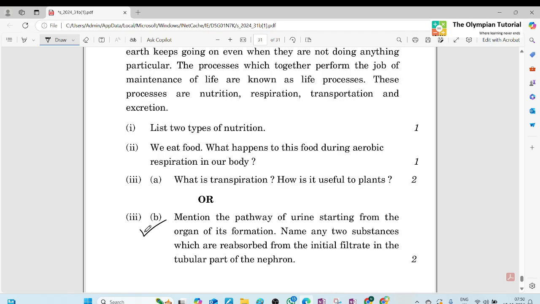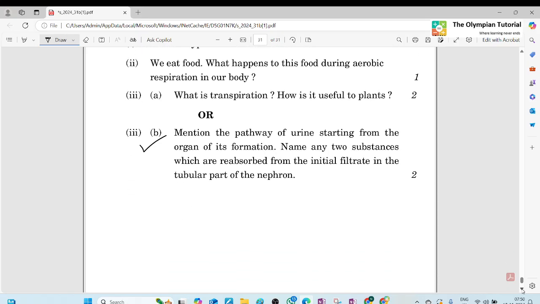Mention the pathway of urine starting from the organ of its formation. Name any two substances which are reabsorbed from the initial filtrate in the tubular part of the nephron. Aikta, you understood about the question? Yes, ma'am. You have to give the pathway of urine, which is starting from the organ of its formation.